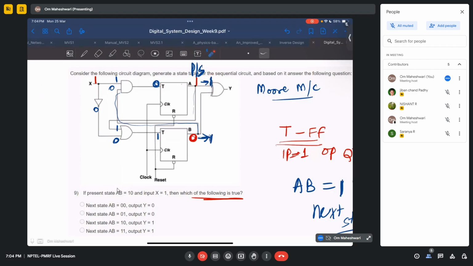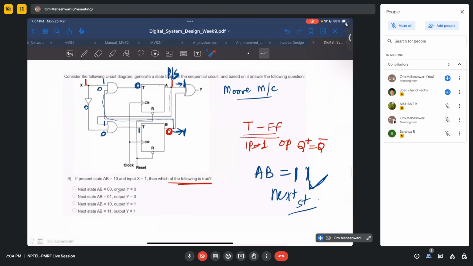वो कहाँ से आया? That we have analyzed, right? This is 1, 0. This is 1, 0. When the next clock cycle hits, ये 1 ही रहेगा because there is no change. This is toggle flip flop. This 1 will change this 0 to 1. So next state will be 1, 1. Your present output is still 1. क्लियर हो रहा है जीवन?